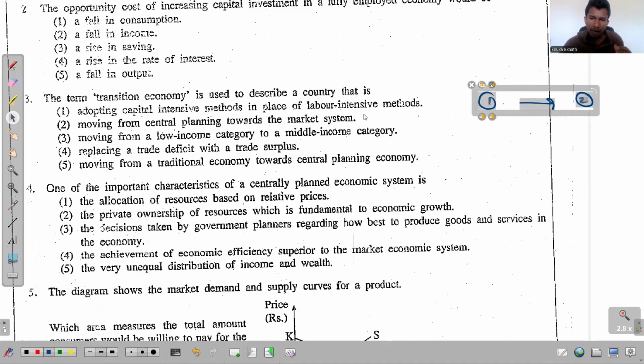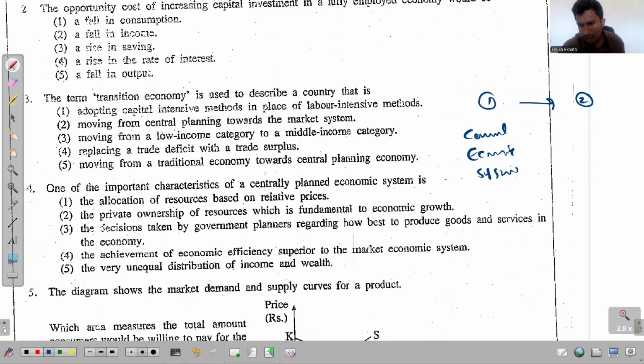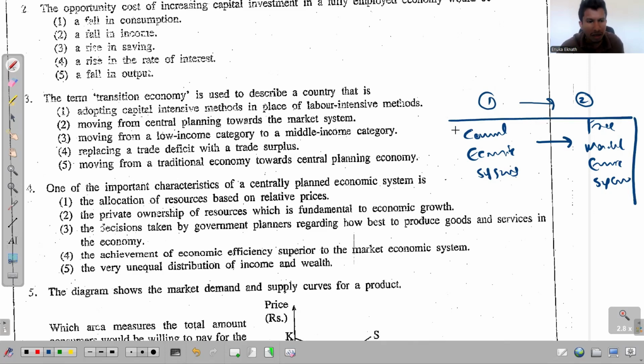when I say that the economic system gets transformed from one type to another type, in real life, this is what happens. The command economic systems get transformed into free market economic systems. So the term transition economies we use to recognize the economies that are in the process of transforming from a command economic system to a free market economic system. So let's try to recognize that answer.